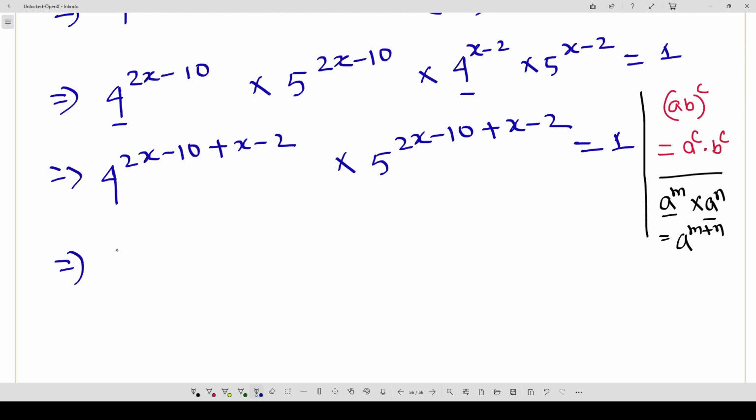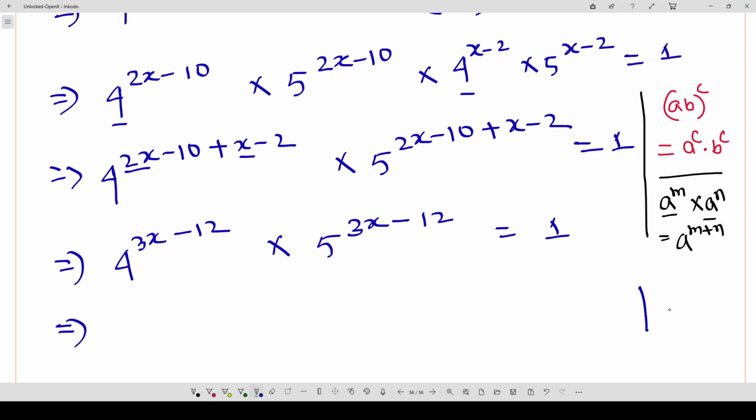Now here, 2x plus x will be 3x, and minus 10 minus 2 will be minus 12. The same thing here also: 3x minus 12 equals 1.